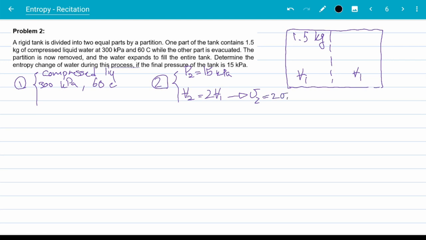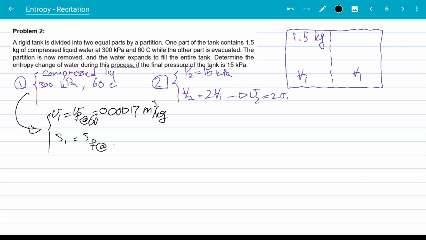Okay, so let's check the tables. Now, we are dealing with a compressed liquid, so in order to read the properties of this compressed liquid, we are going to check the tables for saturated water at 60 degrees Celsius. So, specific volume 1 is the specific volume of saturated liquid at 60 degrees Celsius, which is 0.001017 meters cubed per kilogram. And entropy is also the entropy of saturated liquid at 60 degrees, which from the table is 0.8313 kilojoules per kilogram Kelvin.